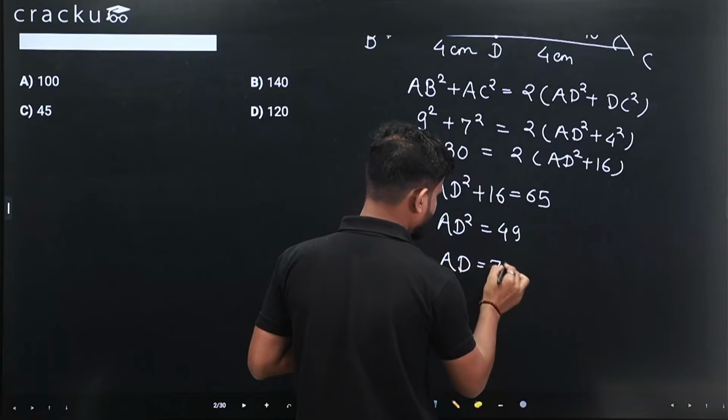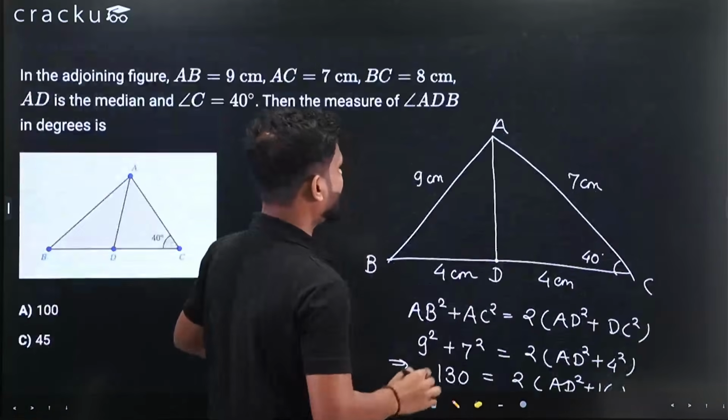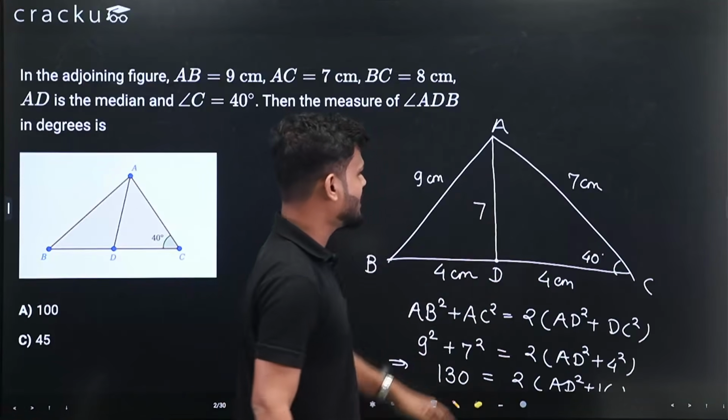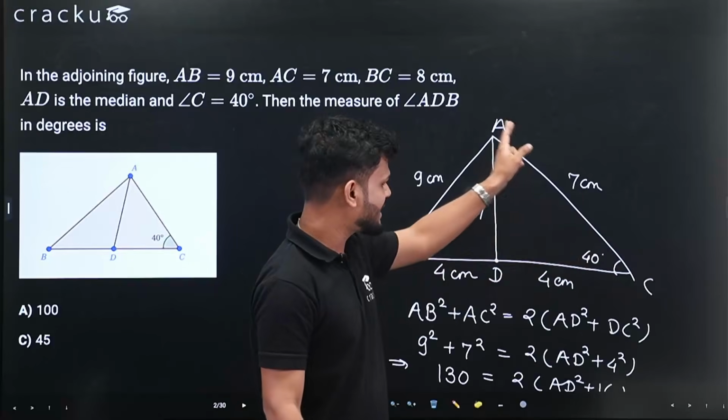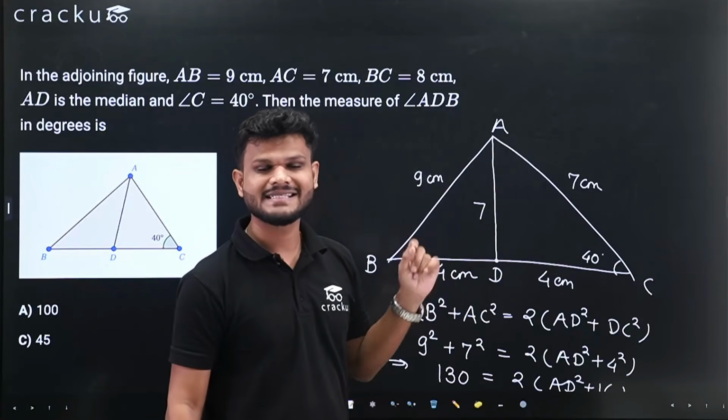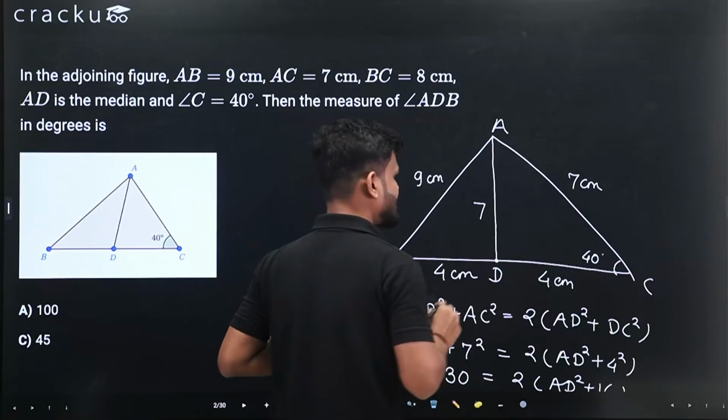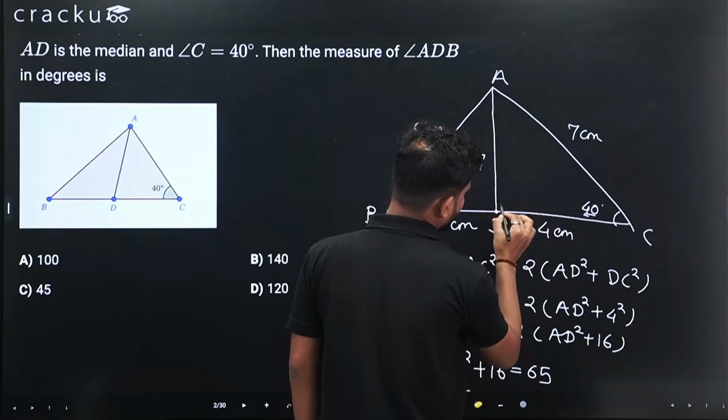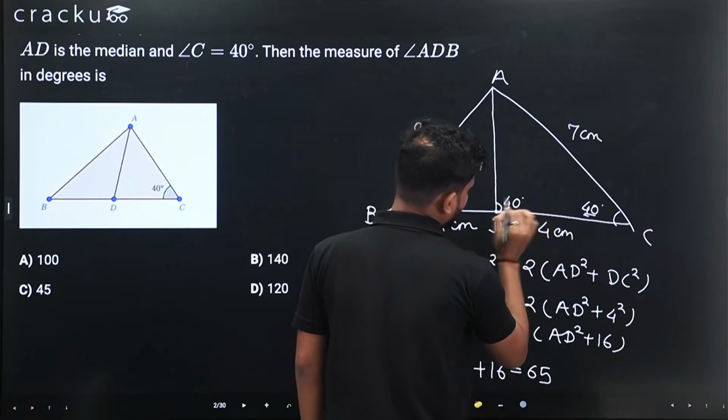AD is equal to 7. So I got AD is equal to 7. Now in triangle ADC, AC and AD are the same length, so it is an isosceles triangle. So if this is 40, this will also be 40 degrees.